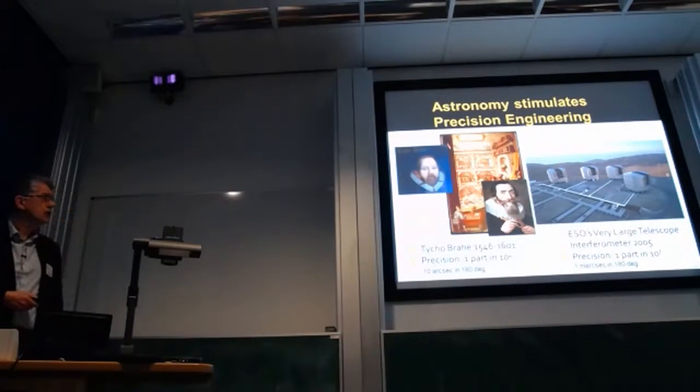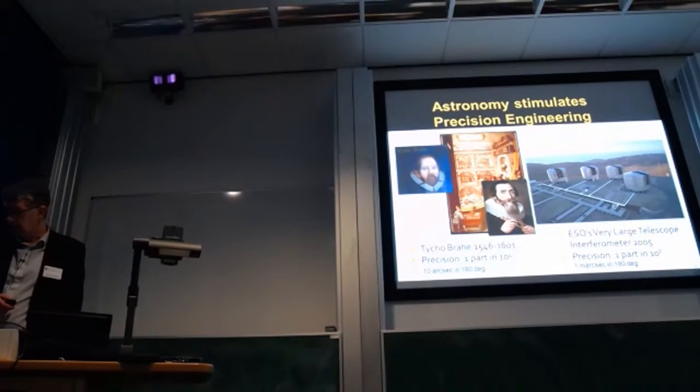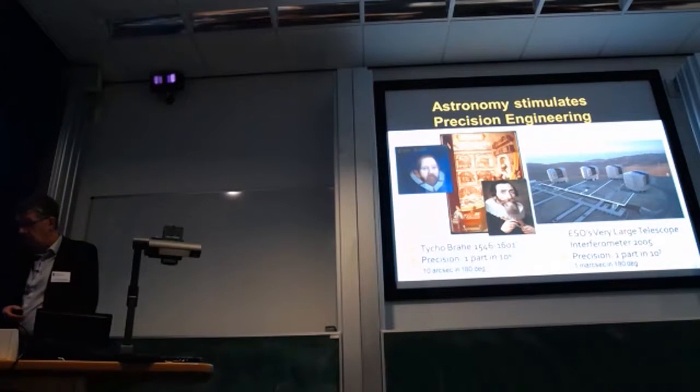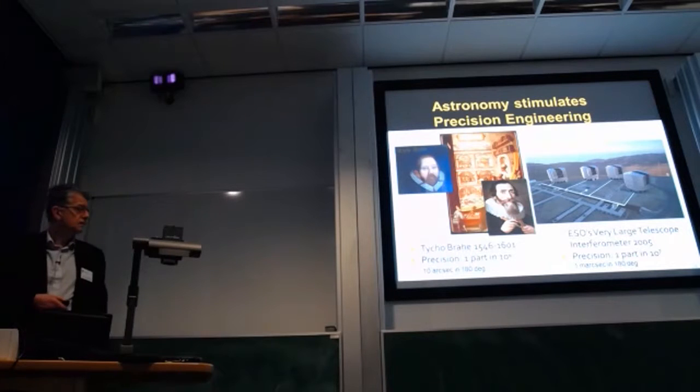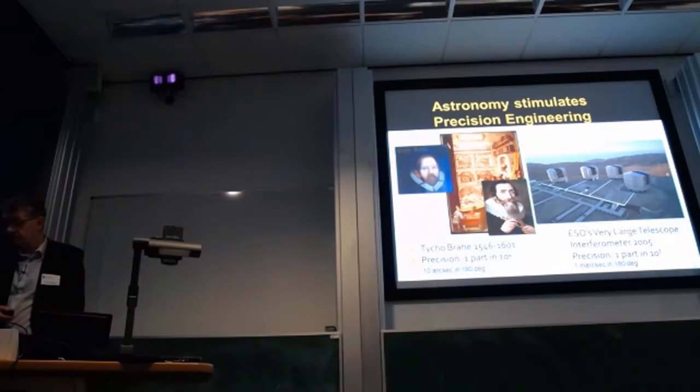Since then, of course, we've come a long way with the invention of the telescope, taking it to its extremes with ESO's Very Large Telescope in Chile, 8-meter telescopes connected to smaller telescopes to make an interferometer, and the precision here is 1 part in 10 to the 7, so it's 1 milliarc second in 180 degrees. So that sounds like huge progress in those 400 years.